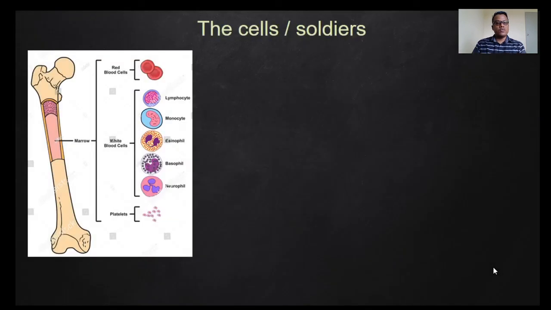So now we look at the cells, which we can call the soldiers of the immune system, because they are fighting for us. This is the place where the soldiers are produced or get their training. The immune cells are produced from the marrow of the bone. Here in the bone marrow, the main products are red blood cells together with white blood cells and also platelets.